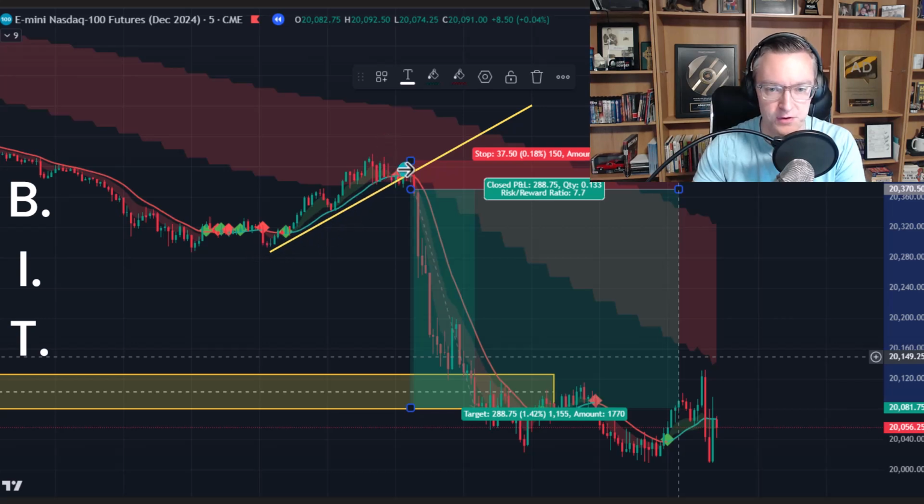We had a nice retracement. This was a nice pullback. As soon as we started to break this trend right here, I had a trend line drawn from this bottom and what could have been this bottom here. We broke this trend.